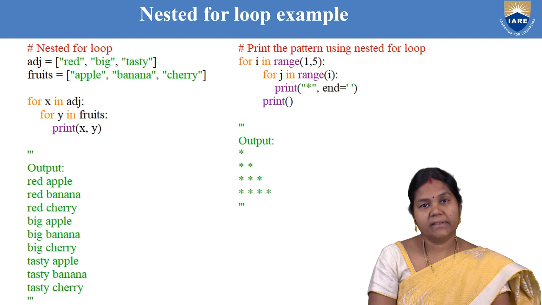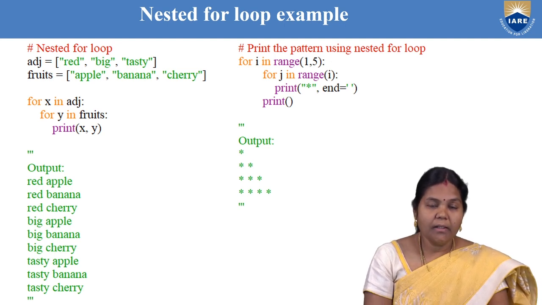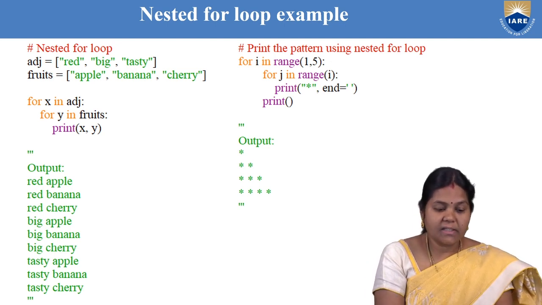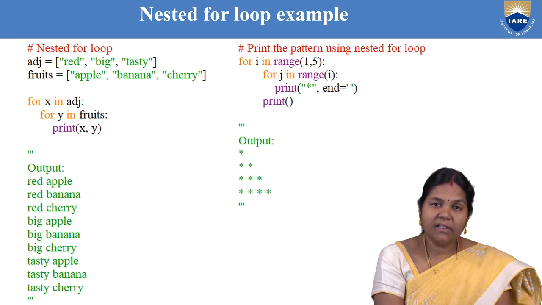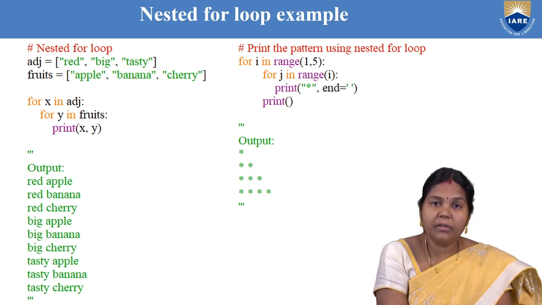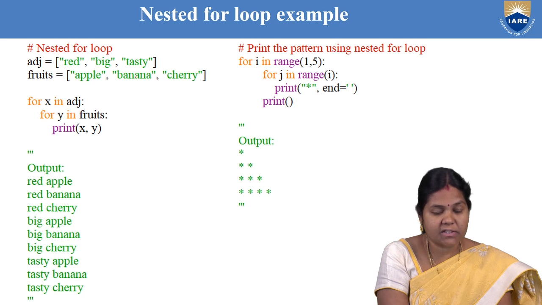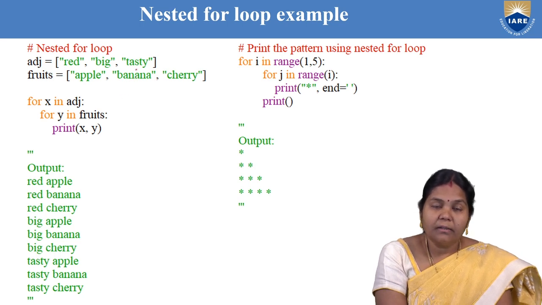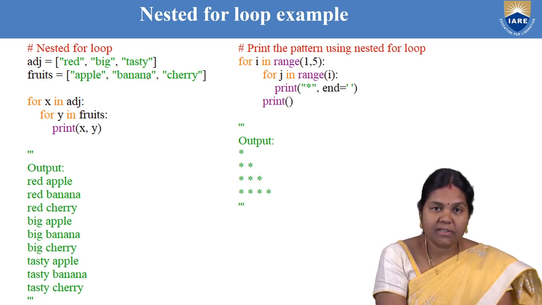Now let us see one example. While performing the nesting, you can use sequences or you can use the range function. It is up to you. Depending upon the application, you can make use of the range function in the loops or you can use sequences. Here, in one example I have taken the sequence list. There are some adjectives, which are a list of words, and there are some fruit names. Two lists are given.